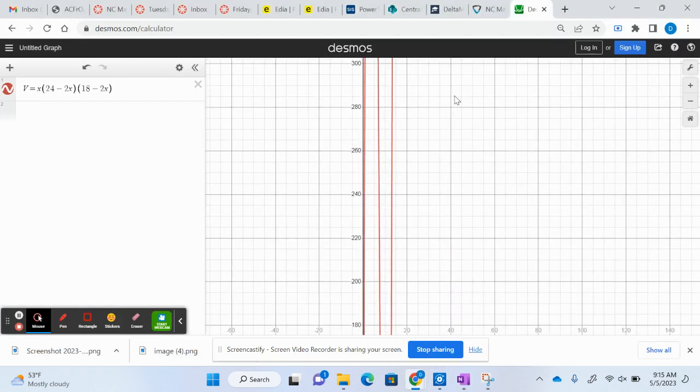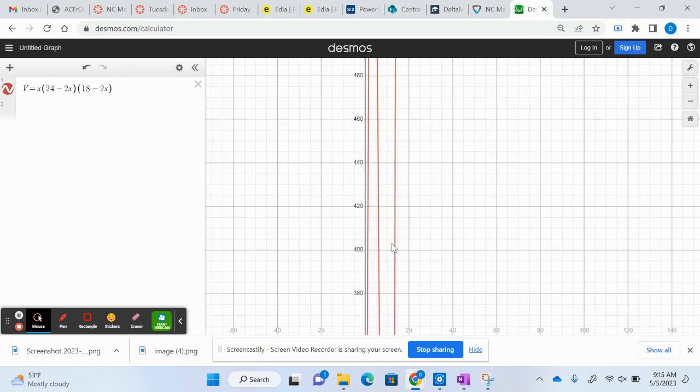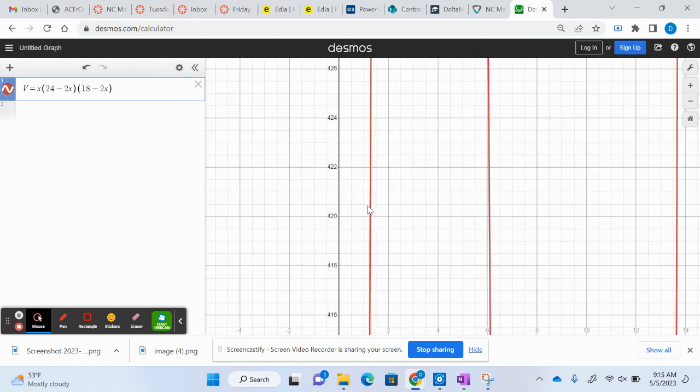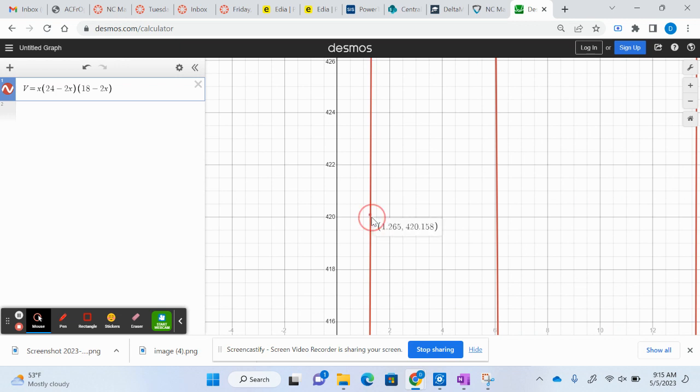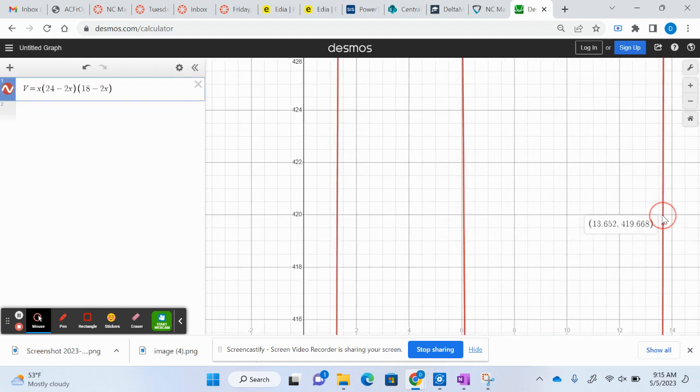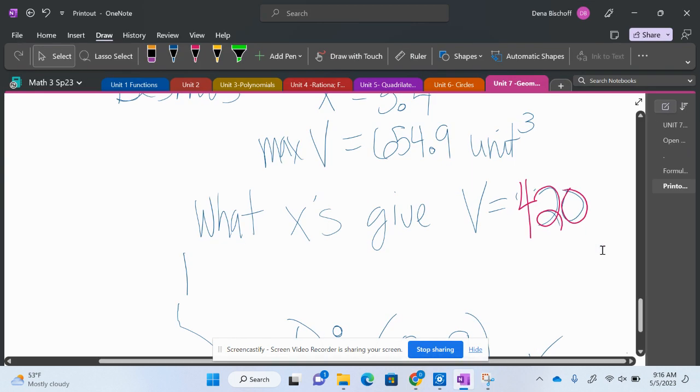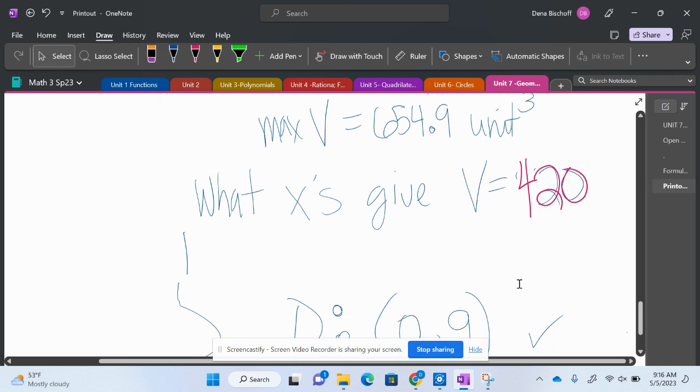So right here is 420. And I see that when x is 1.3, I get 420. When x is 6.1, I get a volume of 420. And when x is 13.6, I get a volume of 420. So you have three x values that give you a volume of 420. So that is the open box problem in a nutshell.